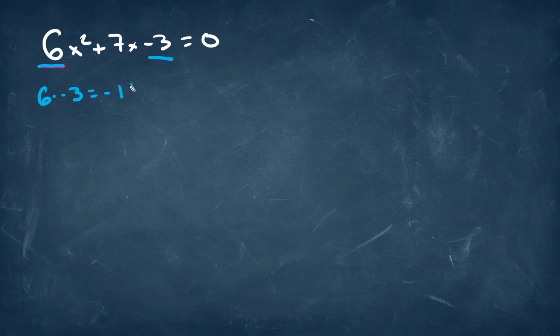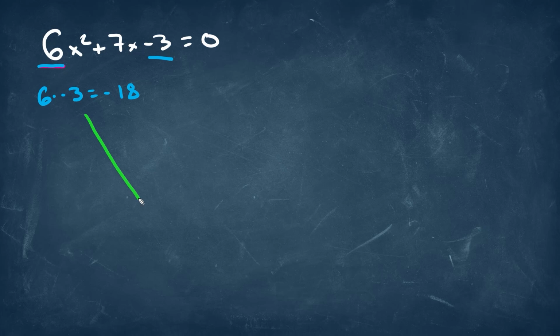Now for this example, we're going to have 6x squared plus 7x minus 3 is equal to 0. Now we can't use the same method that we used before because we have the 6 in the front. What we need to do is multiply the first and the last numbers together. So 6 times minus 3 is going to be equal to negative 18.